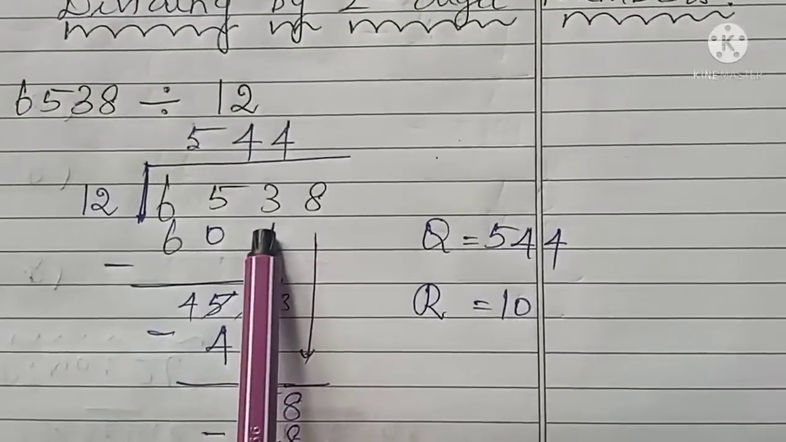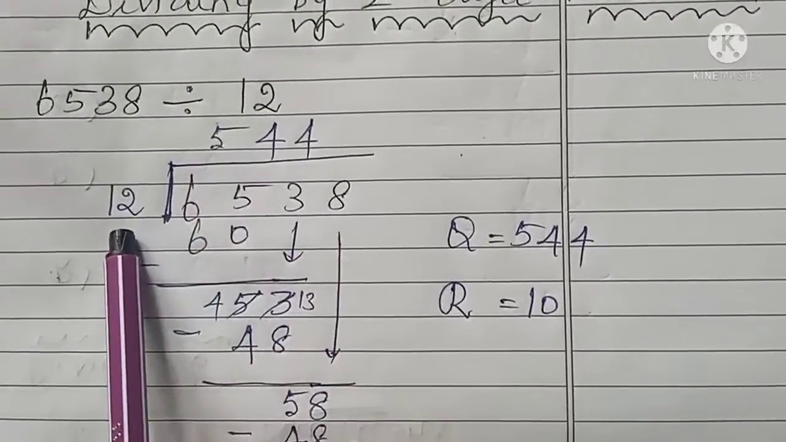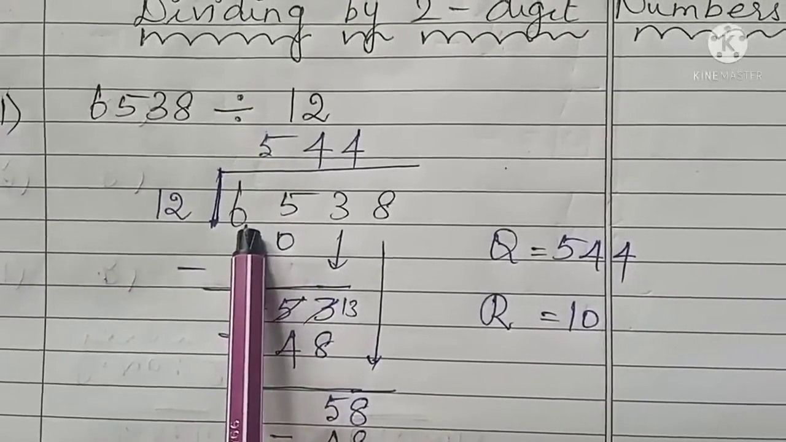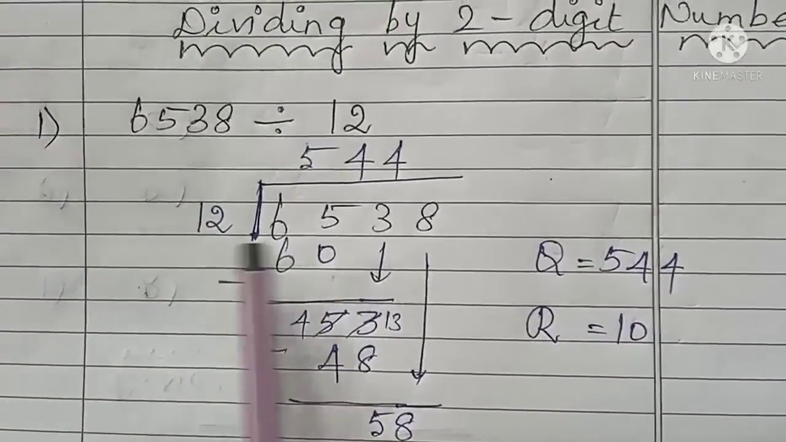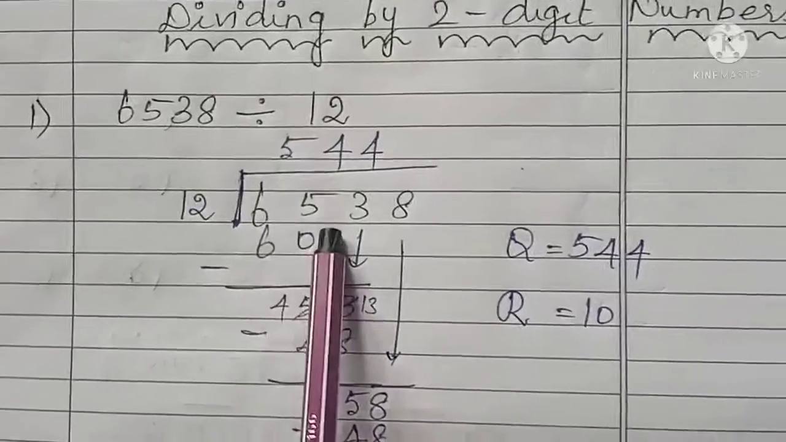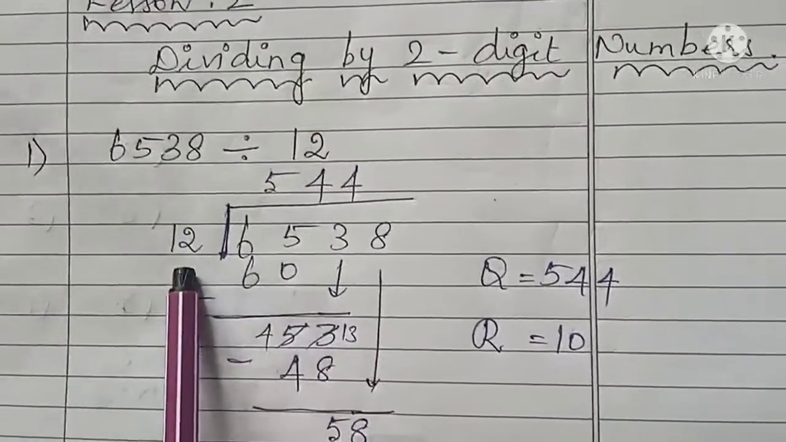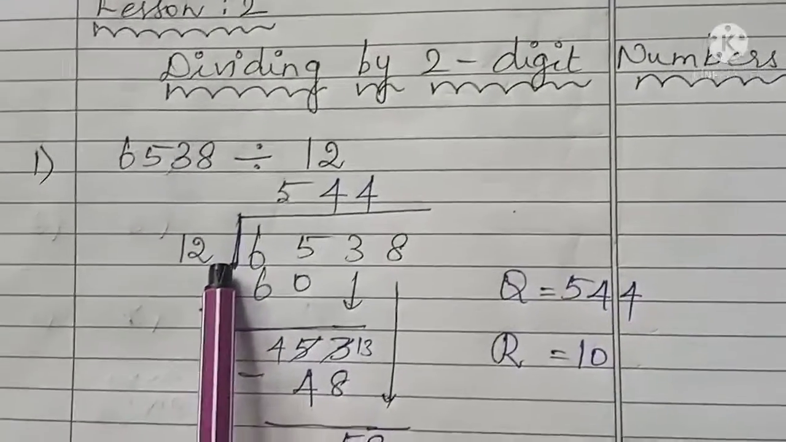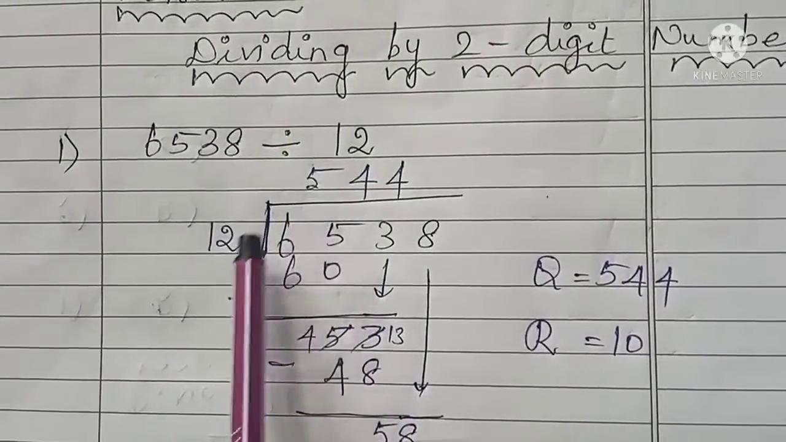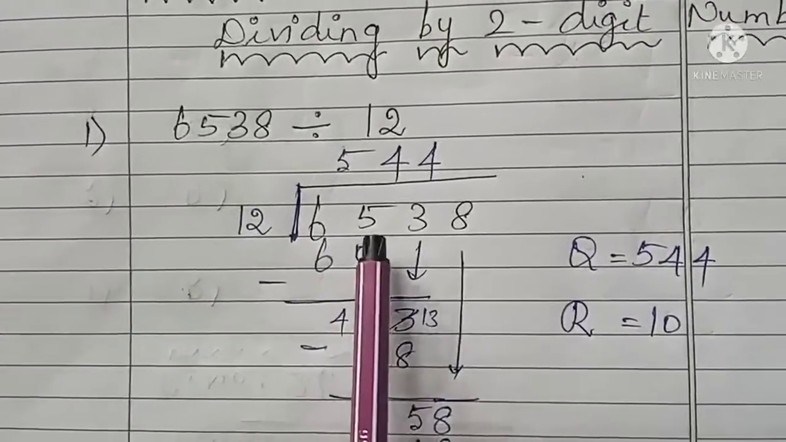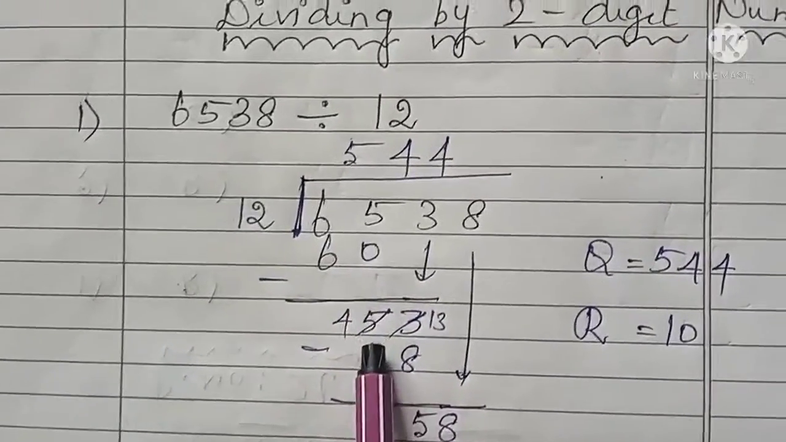6,538, you have to write like that. Next, 12 you have to take and write here. First you have to take the first number. 6 will come in the 12th table? No. So you have to take the 2-digit number, which is 65. Number 65 in the 12th table, how many times will it come? 5 times. Okay, 12 5s are 60. So you have to subtract. 65 minus 60 will give you 5.